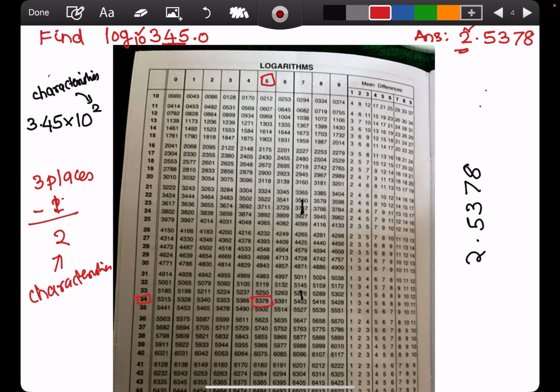Now how do I find the mantissa? For finding the mantissa, I need to consider the number 345. First 2 digits, 34. I need to locate it over here. 34 is the row, and fifth is the column.